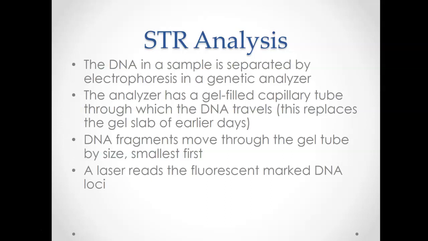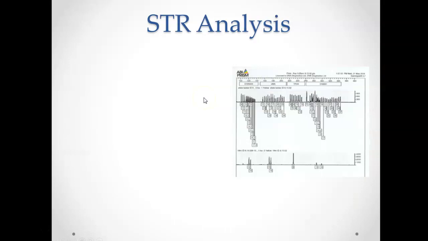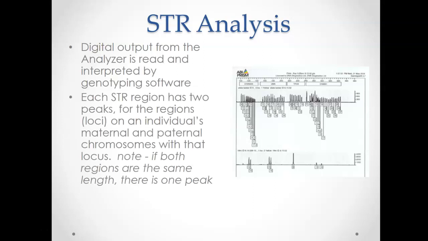I'm going through this quickly, but don't worry about all the individual steps. Here's where we put our samples, here's where the sample goes in, and this is the big fancy machine that reads it. And when you're done, you get a digital output which has little peaks, which tells us how many short tandem repeats you have.